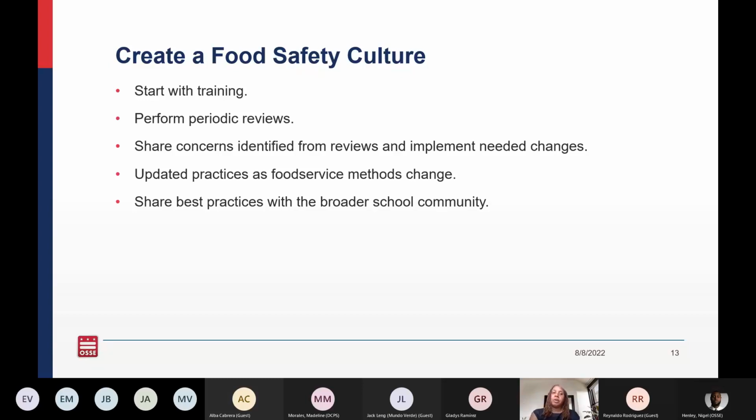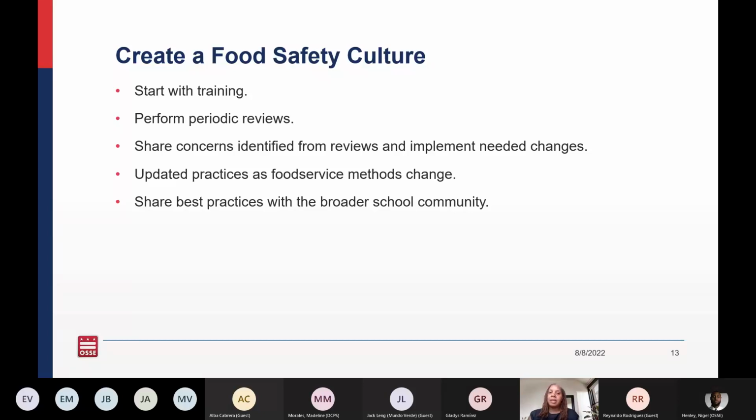Once you perform your periodic reviews, concerns should be shared and identified, and changes that may need to be made need to be implemented. Staff need to know if a problem has occurred and if the plan has changed. In addition to changing the plan, updated practices of food service methods may change. Again, if you change where you're providing meals or what vendors are providing meals, you want to make sure that your food safety plan changes.